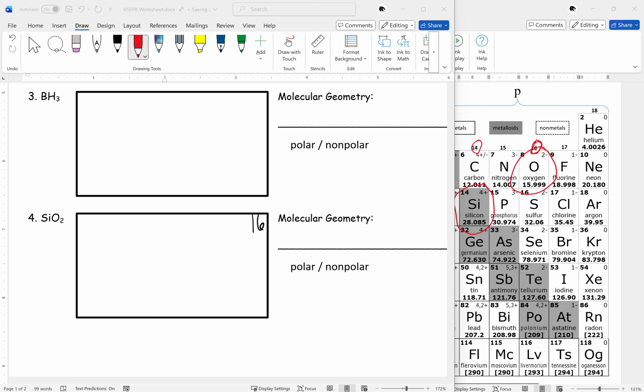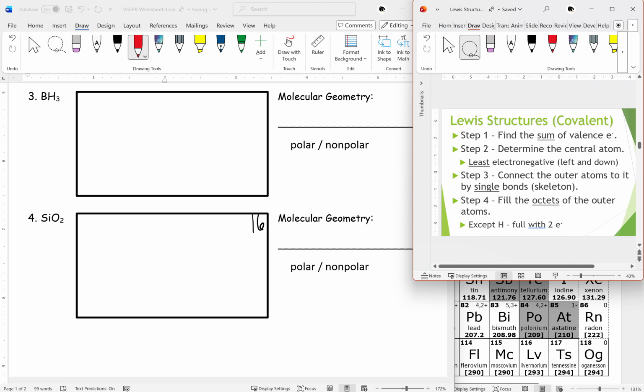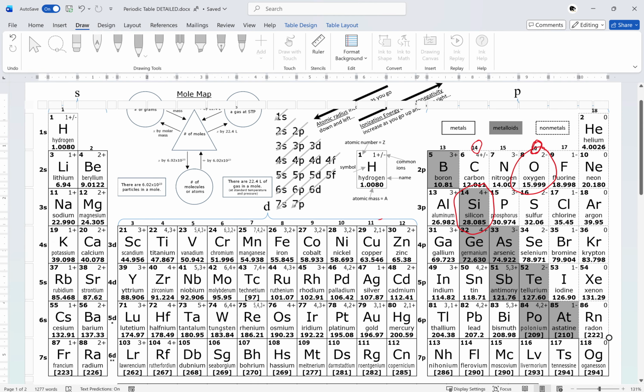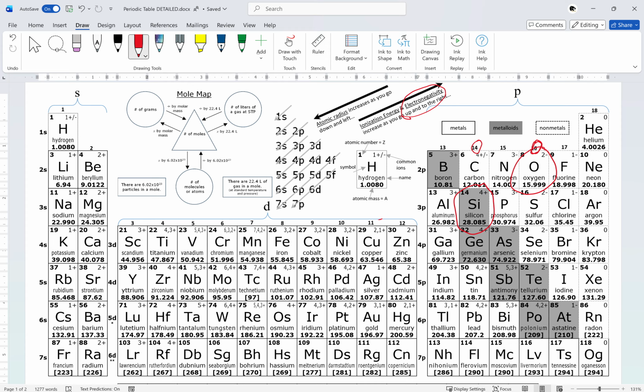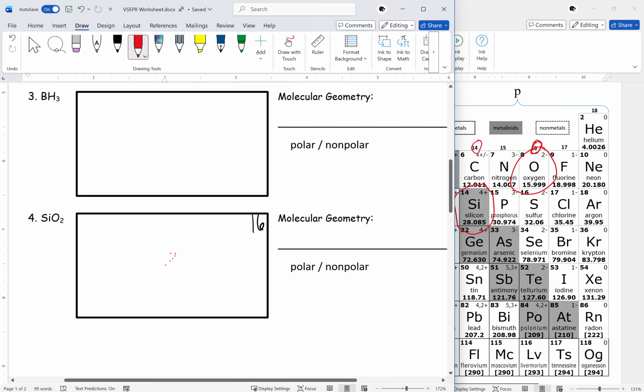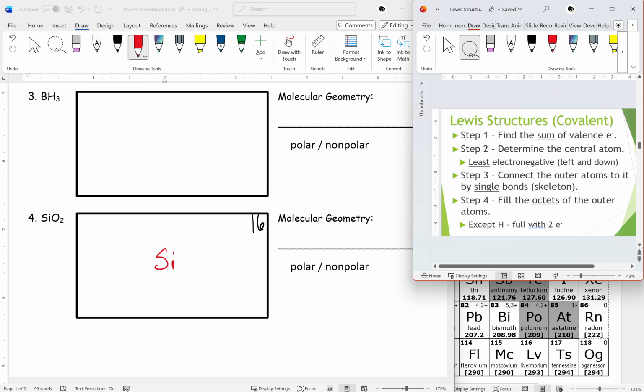Back to my notes. Determine the central atom by the least electronegative. Remember, carbon is always the central, but we have silicon and oxygen. So we're looking for whichever is more left and more down. On your periodic table, it tells you the least electronegative is going to be opposite that arrow. Silicon is our leftist and downest one, so silicon will be our central atom, and then you'll draw everything else around it.